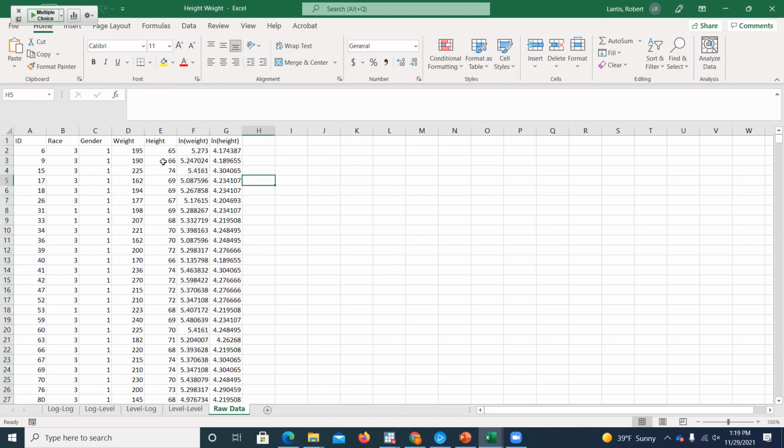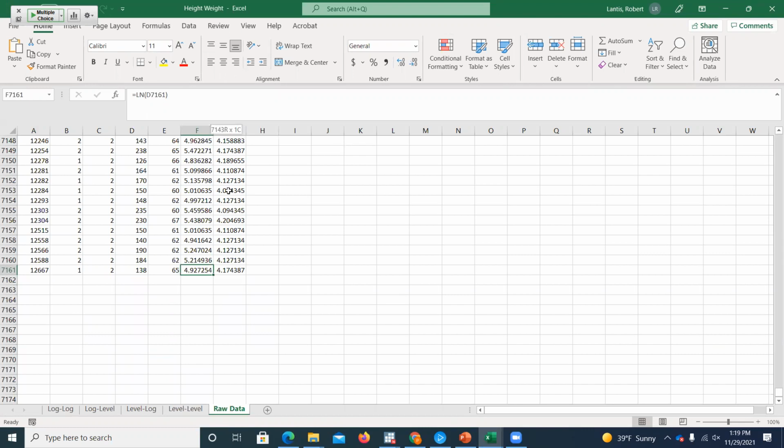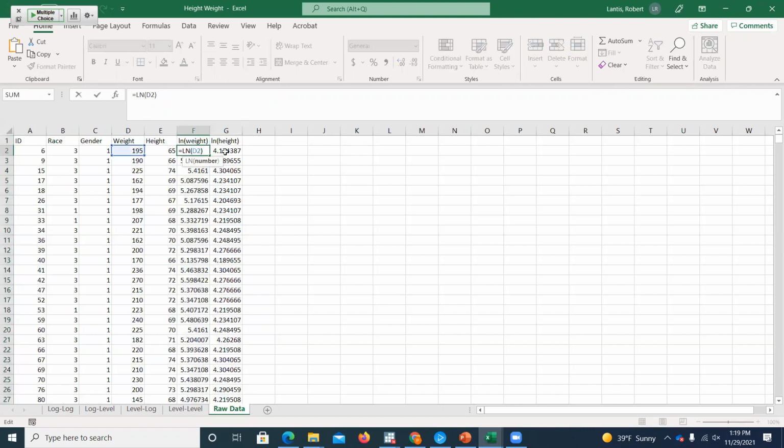So notice here, the original data I had was actually just height and weight. What I then did was create two separate columns where I use this ln function. This is just taking the natural log of whatever value I have over here on the left-hand side. Okay. So I'll hit enter.